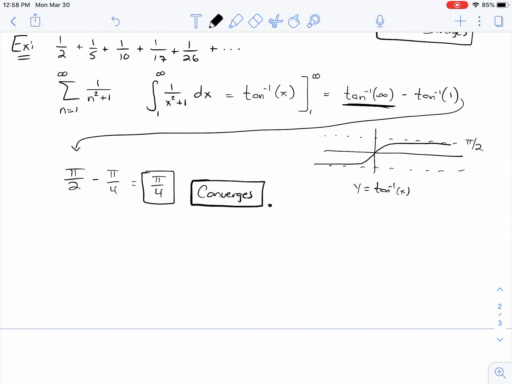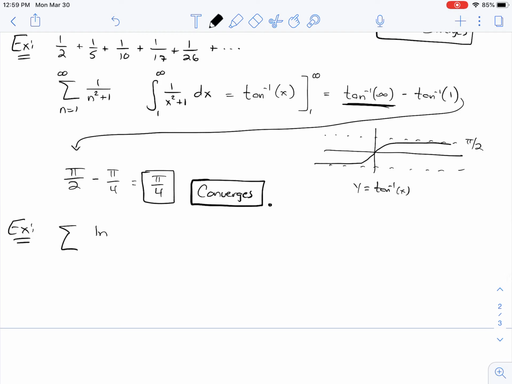Let's do one more example. Suppose we have the sum of natural log of n over n, n goes from 1 to infinity. First thing to do, of course, is do the test for divergence. I'm going to write it out. Check the test for divergence first. If you take the limit as n goes to infinity of ln n over n, n grows faster than natural log of n, so this gives me 0. So the test for divergence tells us nothing.